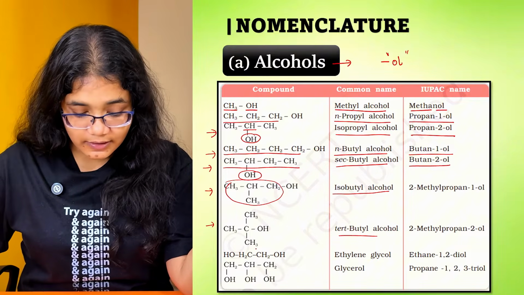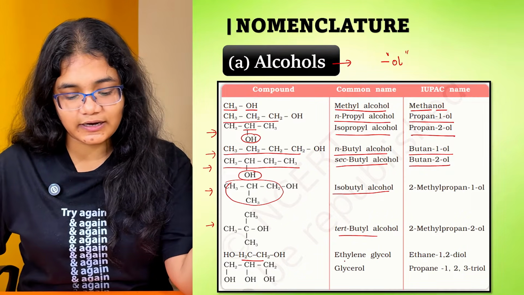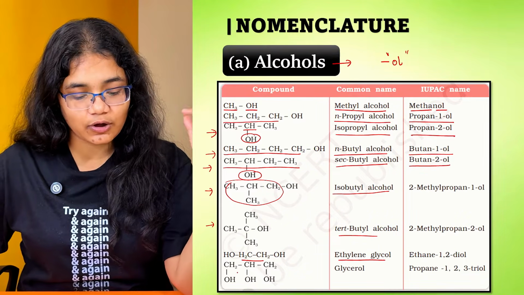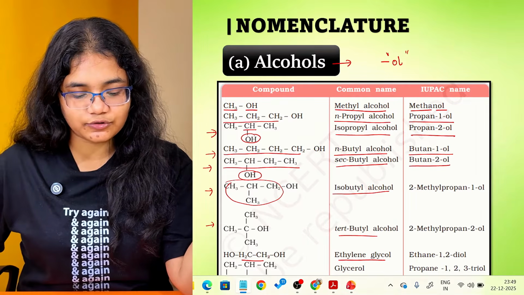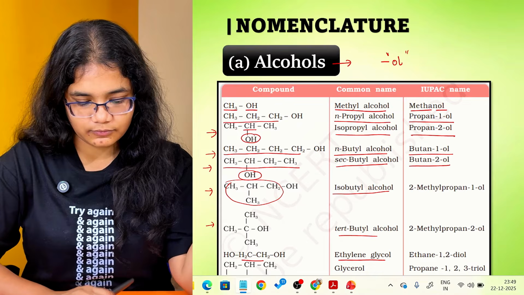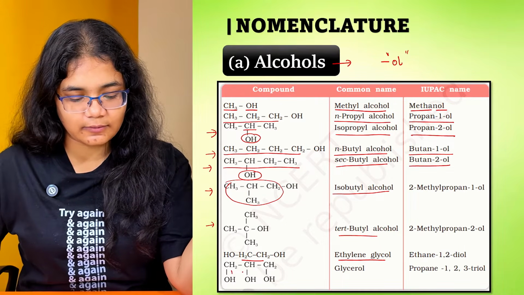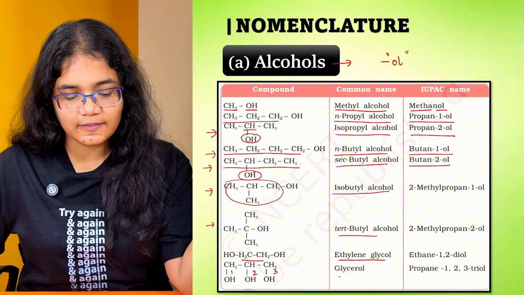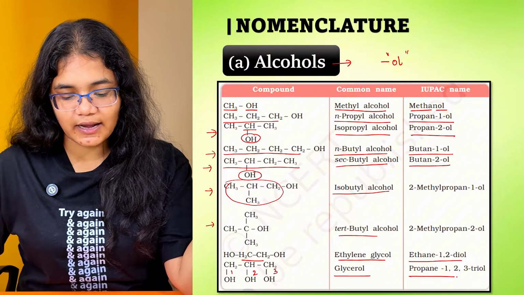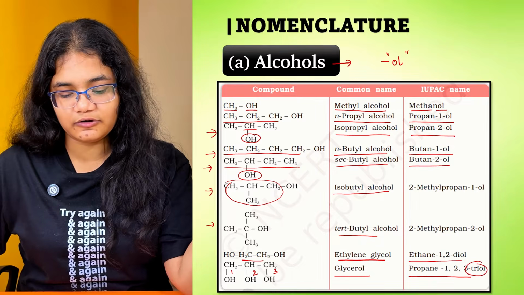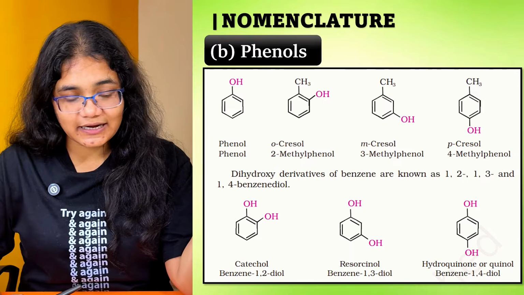Now when you have two CH2 groups and to both of them OH groups are attached, we call it ethylene glycol. If three OH groups are there, on carbon 1, carbon 2, and carbon 3, then we call it glycerol. Here I have ethane 1,2-diol, and here I have propane 1,2,3-triol. Clear?